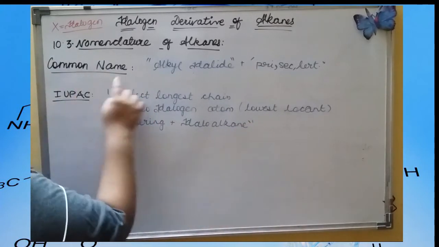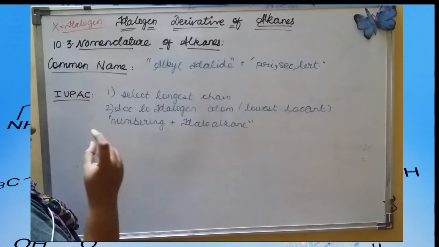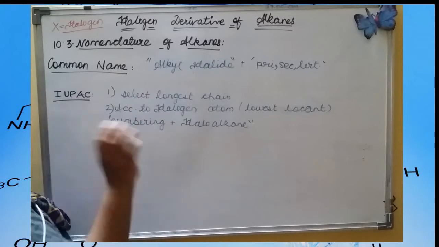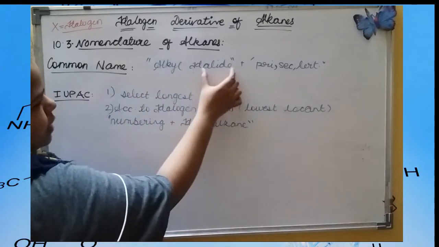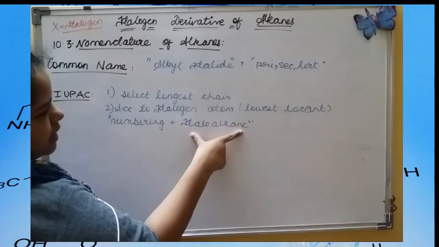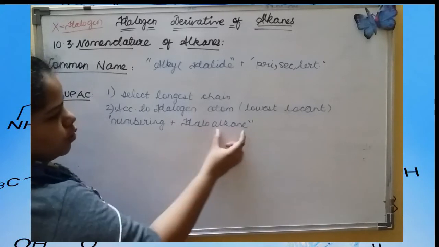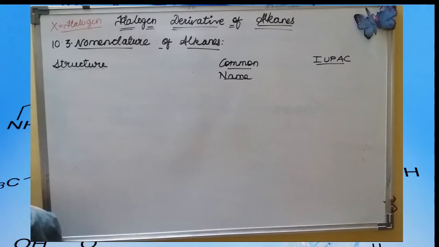So just remember, the common name must be named as alkyl halide. If the alkyl halide is named methyl chloride, it consists of methane and chlorine, so it must be named methyl chloride. In IUPAC it must be named as haloalkane. So same example, methane and chlorine, so chloromethane, and we will see later on with structure.